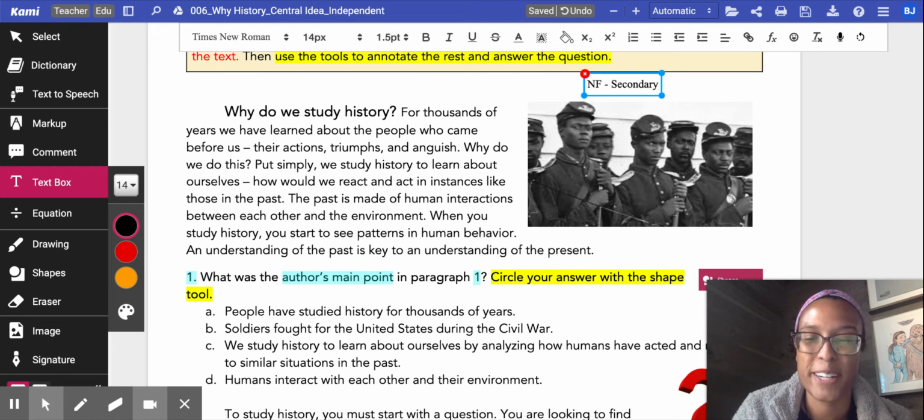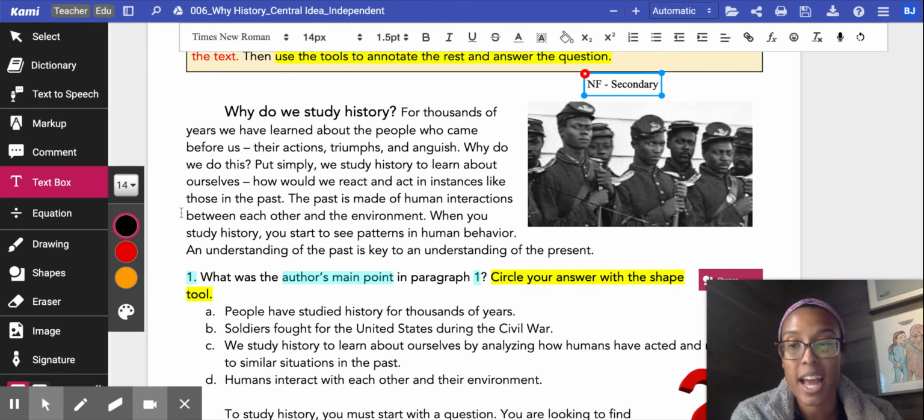Let's read paragraph 1. Why do we study history? For thousands of years, we have learned about the people who came before us, their actions, triumphs, and anguish. Why do we do this? Put simply, we study history to learn about ourselves. How would we react and act in instances like those in the past? The past is made of human interactions between each other and the environment. When you study history, you start to see patterns in human behavior. An understanding of the past is key to an understanding of the present.